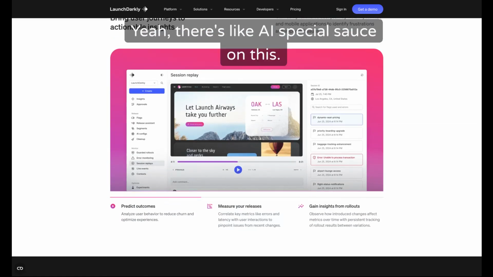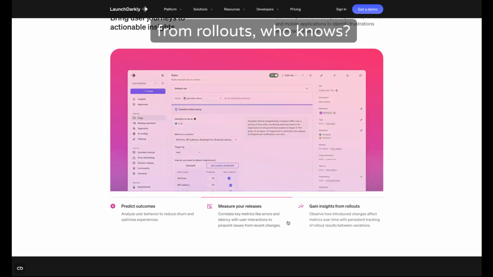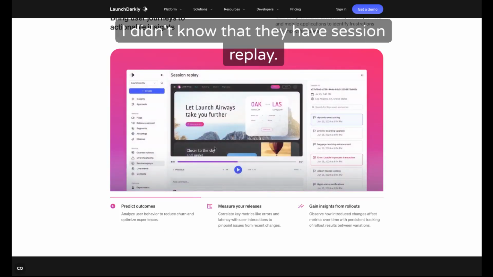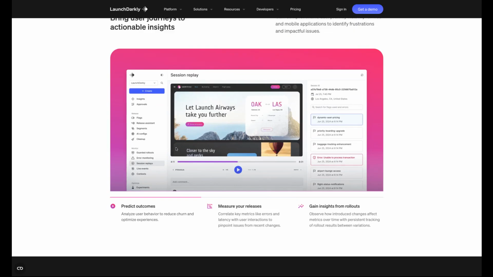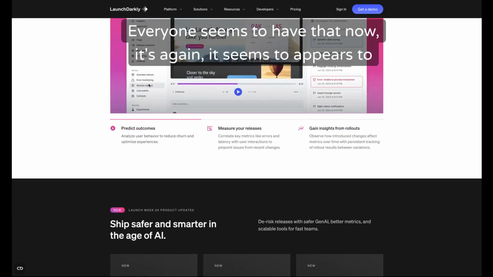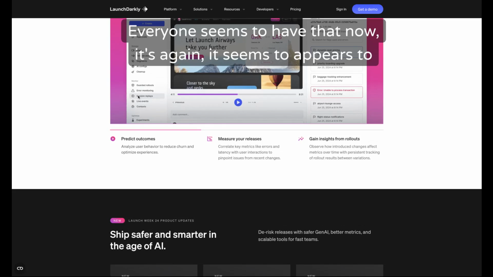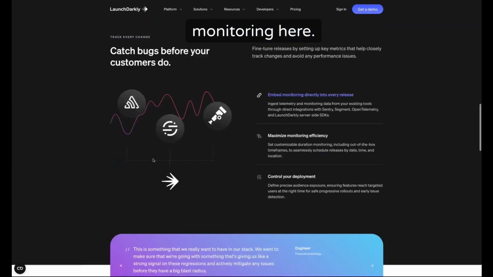There's some AI special sauce on this. I don't know really what that is. Insights from rollouts, who knows? I didn't know that they have session replay. We're in a session replay now. Everyone seems to have that now, but it appears to be part of this monitoring tier.